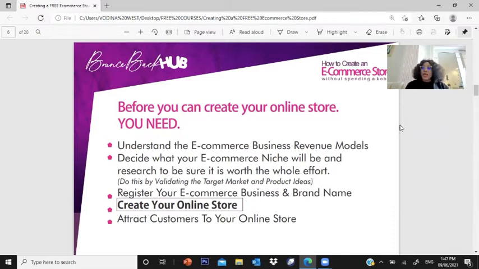So first of all, understand how this works and choose the particular business revenue model that you want. Decide what area you want to be in. Don't sell everything. Don't sell health products and at the same time something of another niche. Try to focus, try to be known for one thing before you start expanding and trying other things.